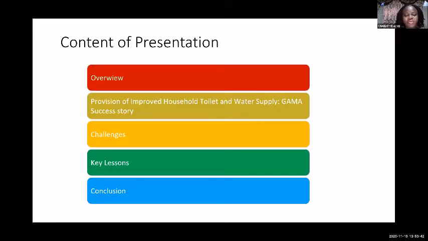So I'll just give a short presentation. I'll give an overview of Ghana's situation, then the Ghana success story in improving household toilets, and then water supply for low-income urban communities, which is a project under the Ministry of Sanitation and Water Resources funded by the World Bank. And there are some challenges that we encountered, key lessons that we learned from the implementation of the 5-year project, and the conclusion.